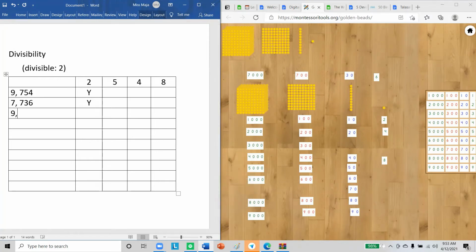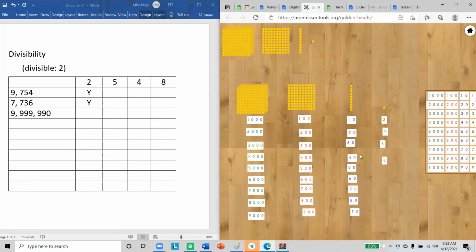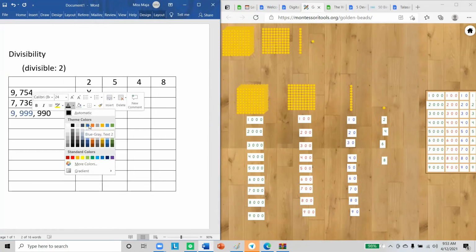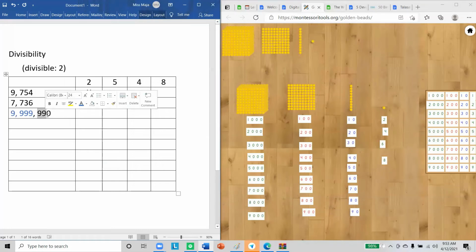So if I have, let's say, 9,999,990, is that divisible by 2? Well, 9 million is divisible by 2. 900,000 is divisible by 2. 90,000 divisible by 2. 9,000 divisible by 2. 900 divisible by 2. 90 divisible by 2. And there's nothing at the end, so there's no unit. So yes, it is still divisible by 2.